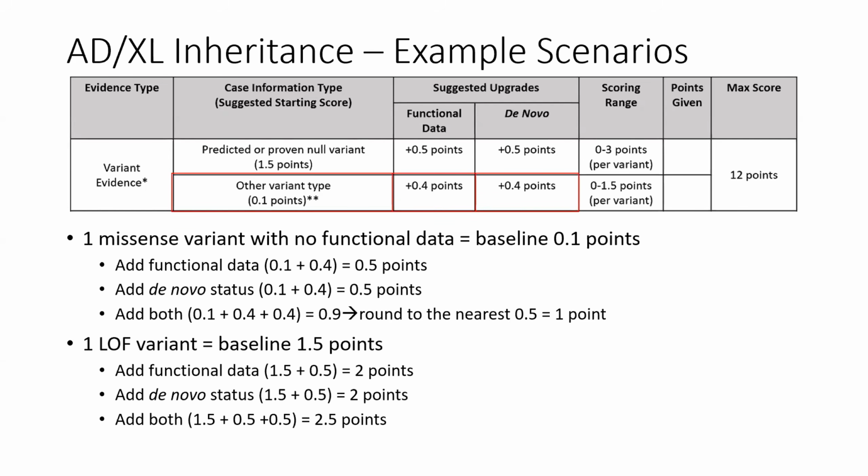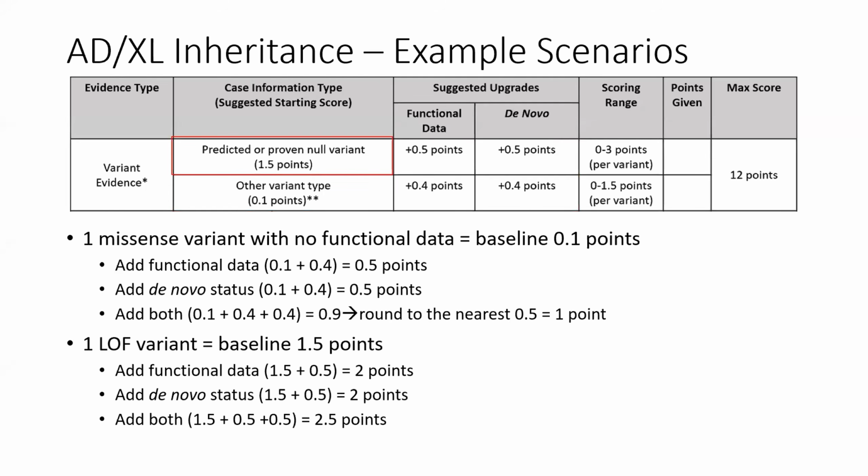If you happen to have both, your missense variant did have supportive functional data and was de novo, you would sum the baseline score and both upgrades, which would give you 0.9. And after rounding to the nearest 0.5, your final score would be 1 point.